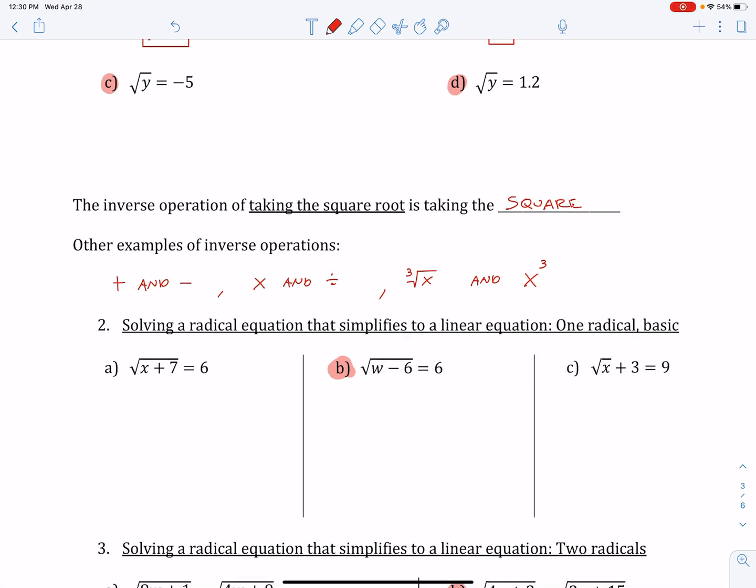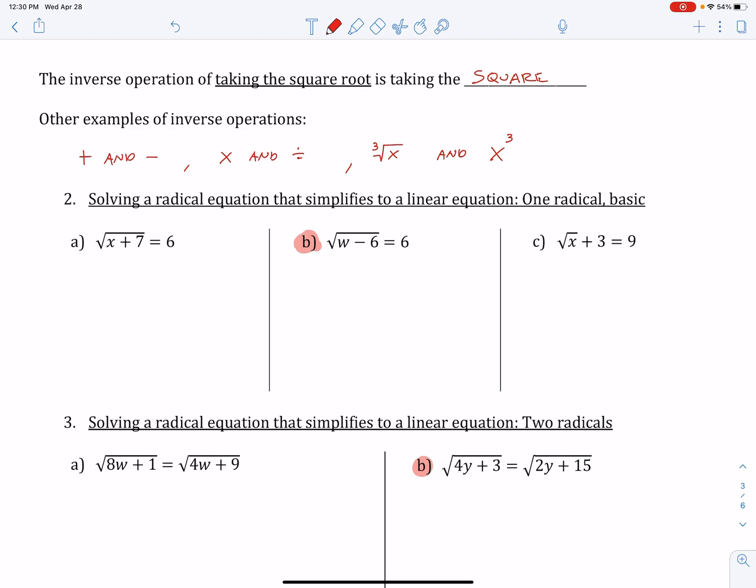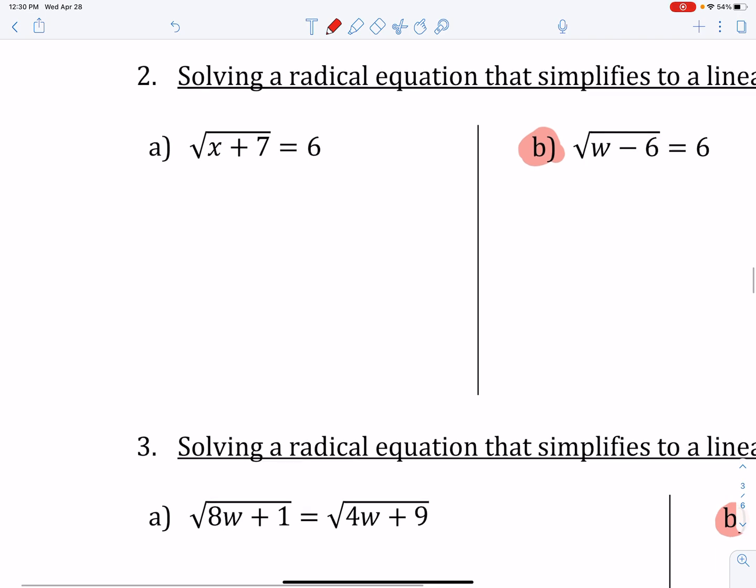And it is vital that you understand those components because they are operations that take place within mathematics, and you'll need to utilize those, or you can utilize those in solving for equations. So here we have solving a radical equation that simplifies to a linear equation, one radical, and this is basic, meaning this is as simple as it gets. So if you recall, I have a square root sign right here. I want to get rid of that. You should be thinking, oh, I need to do power of 2 to do that. So that gets rid of the square root sign, and that's what I'm left with.